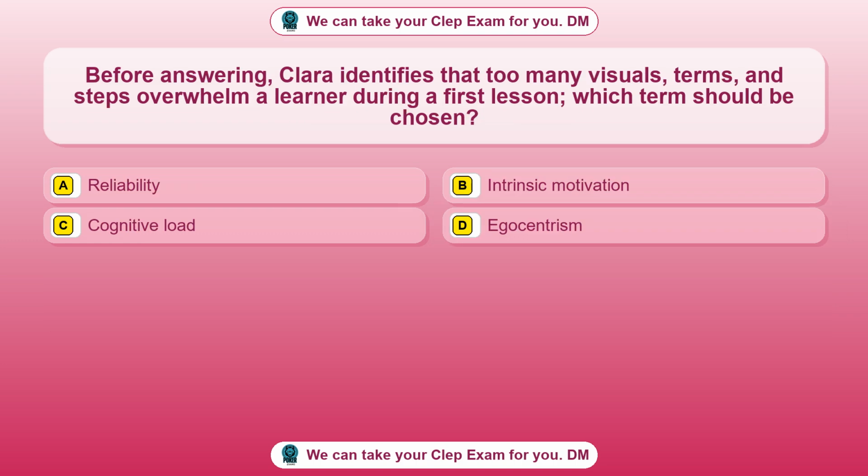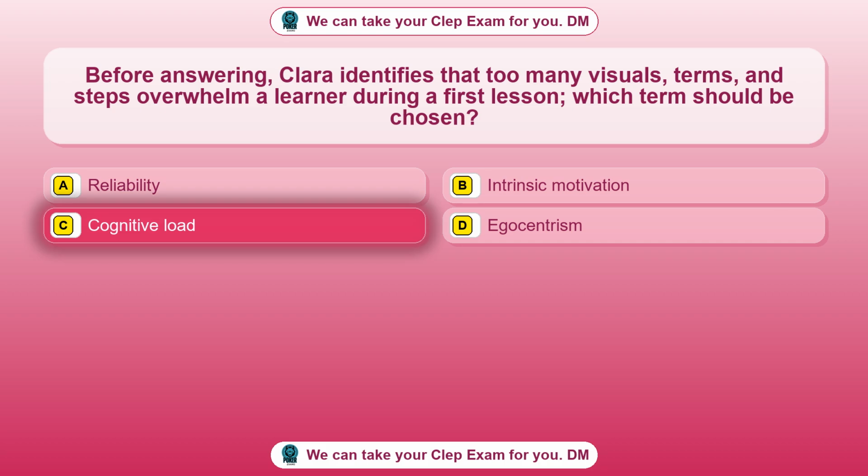Question 45. Before answering, Clara identifies that too many visuals, terms, and steps overwhelm a learner during a first lesson. Which term should be chosen? Option A, reliability. Option B, intrinsic motivation. Option C, cognitive load. Option D, egocentrism. The correct answer is option C, cognitive load.